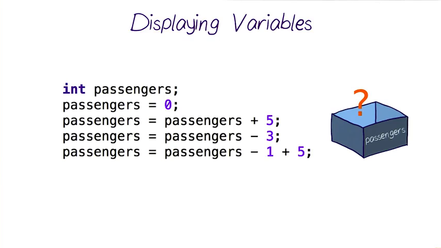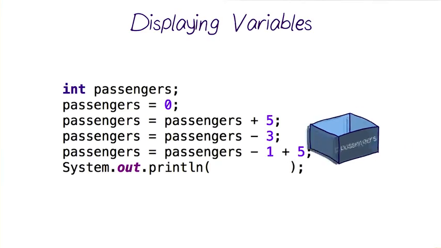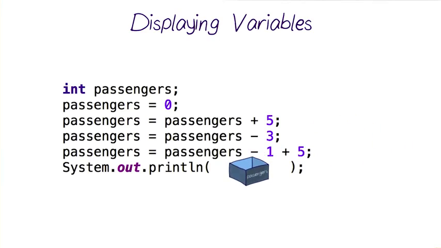Remember that print line instruction that we learned earlier? That's exactly what we need now. However, this time we want it to show us the value inside that variable. To do that, we should type in the word passengers, but without quotation marks.